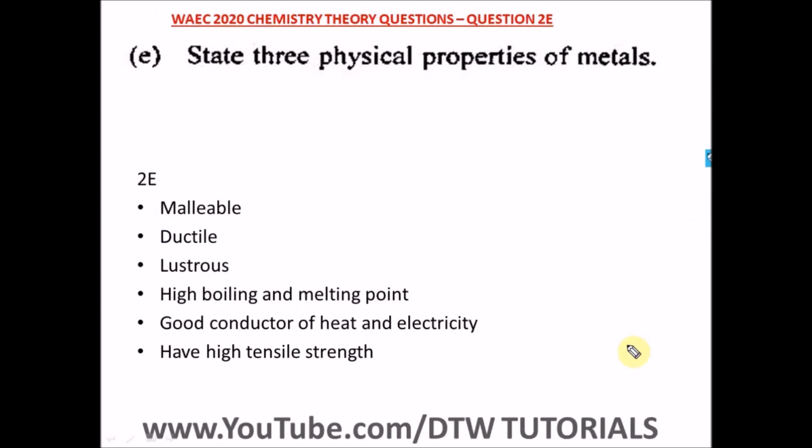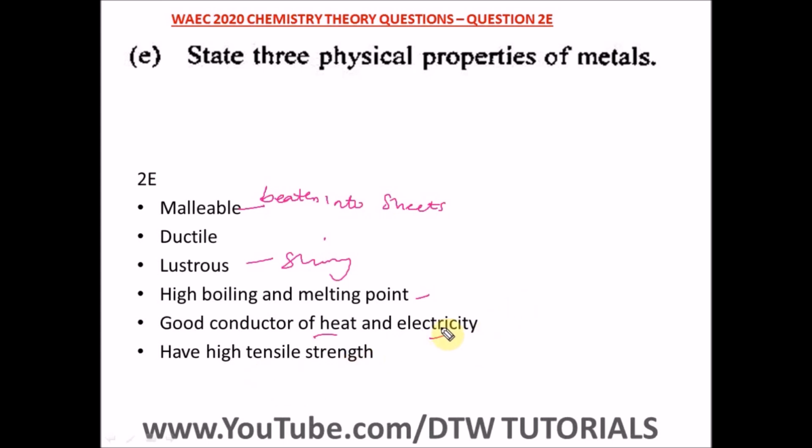Question 2 is to state 3 physical properties of metal. Okay, so metals are malleable, that means they can be beaten into sheets. They are ductile, they can be drawn into wire. They are lustrous, that means they are shiny. They have high melting and boiling point. They are good conductors of heat and electricity.